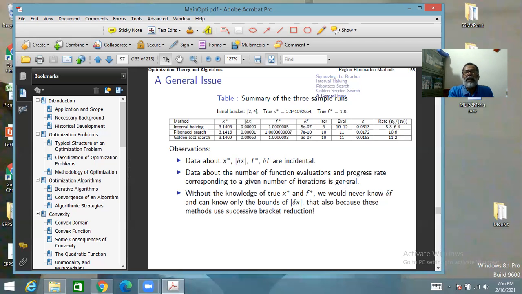Now here there is a question that we will actually come across many times in different contexts. Without the knowledge of X star and F star, we would never know delta F. These two columns that you see here are there because I have supplied the true X star and F star. But in an actual scenario where we are trying to find them, we do not know them a priori. So these two we will not know. At most, what we can know is the maximum of delta X.